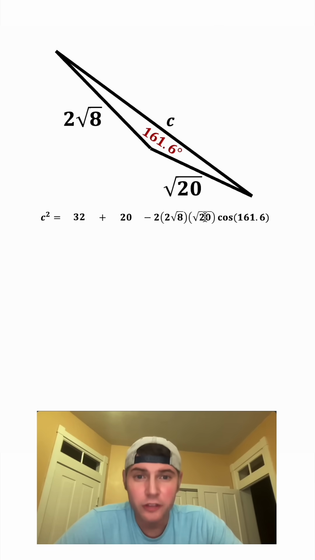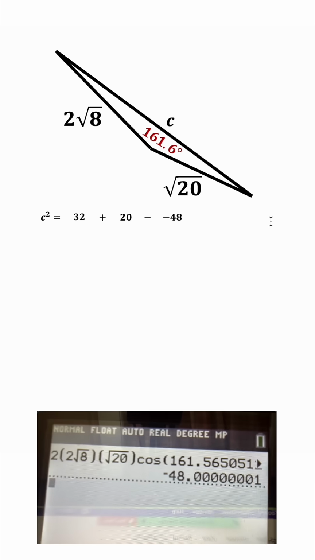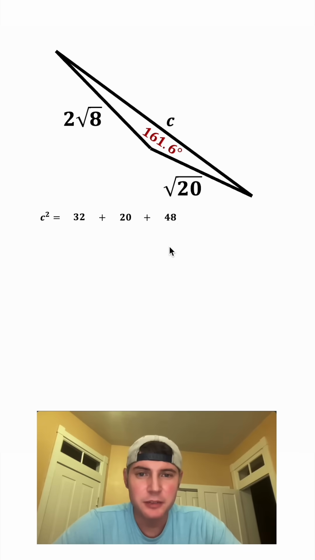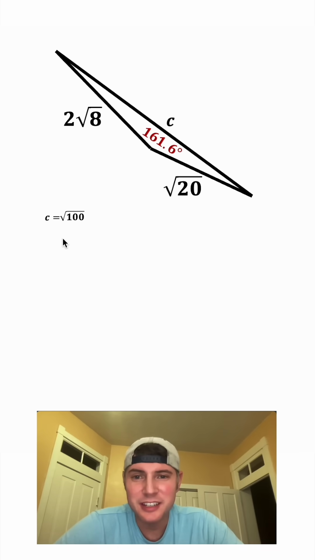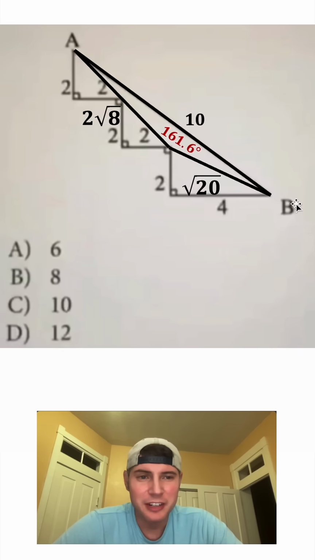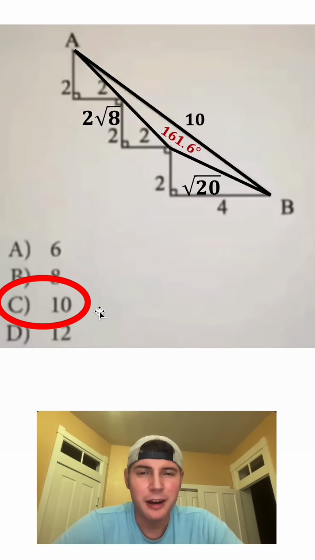Next, we can plug all of this stuff into a calculator, and it will give us a negative 48. There it is right there. And then minus negative 48 is positive 48. And 32 plus 20 plus 48 is equal to 100. And after we square root both sides, we get C is equal to 10. So we can update this C to be 10. And then returning back to the original problem, we have that right here. The C is equal to 10. How exciting.